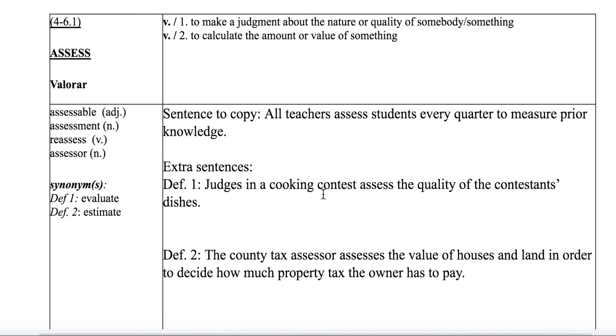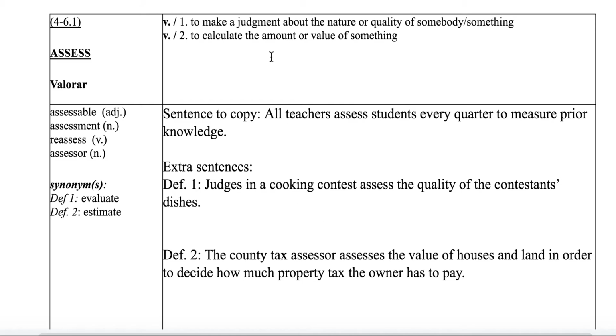And then I have an extra sentence with each definition. So I have one more sentence with definition 1. It says, judges in a cooking contest assess the quality of the contestants' dishes. Contestants are the people in the contest. So in a cooking contest, they would be checking how good the dishes are that people made for the contest.